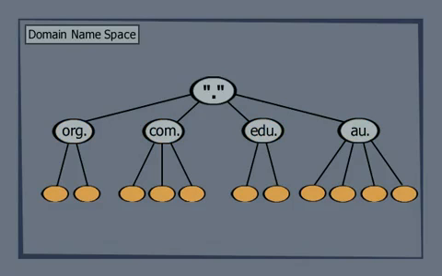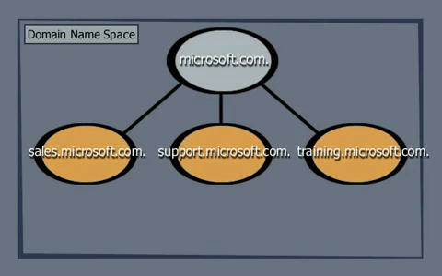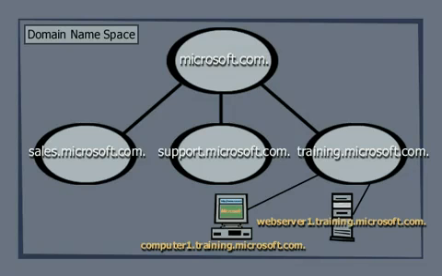Second level domains are registered to individuals or organizations, such as Microsoft.com, the Microsoft Corporation domain, or Stanford.edu, the Stanford University domain, or gov.au, the domain for the Australian government. Second-level domains can have many subdomains. And any domain can have hosts. A host is a specific computer within a domain, such as Computer 1 or Web Server 1 in the training subdomain of the Microsoft.com domain.